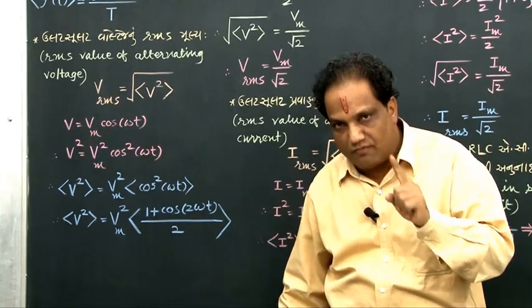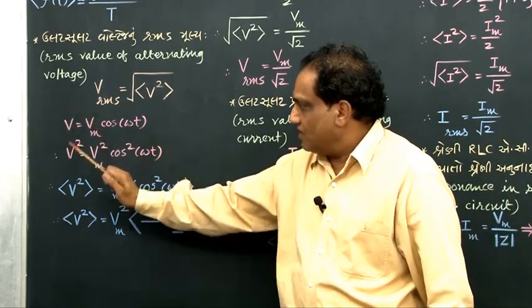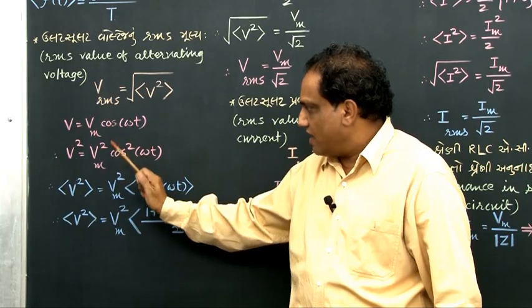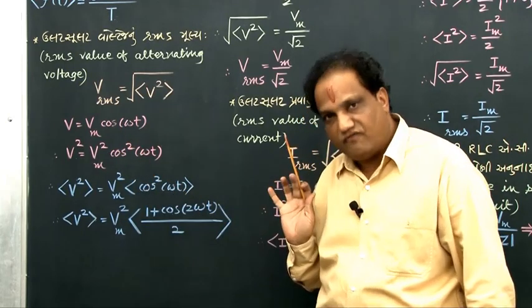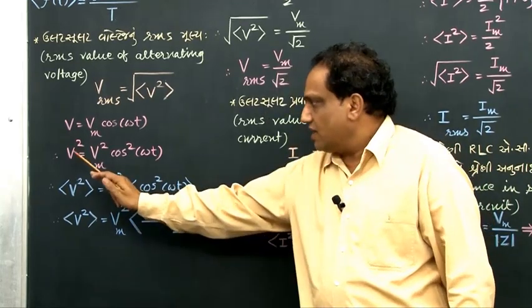V equals Vm cos of omega t. Let us square both the sides. V square will be Vm square cos square omega t. Now let us find out the average value on both the sides.